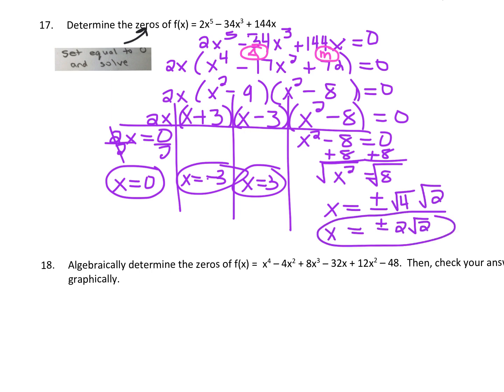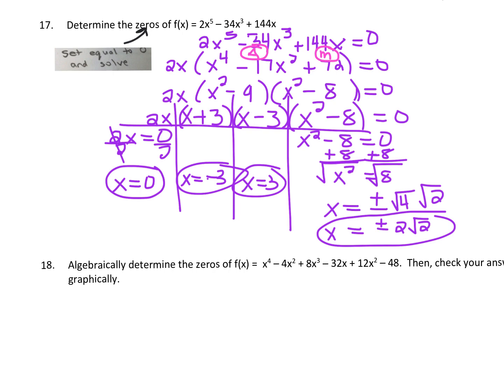Okay, so altogether we have 1, 2, 3, 4, 5 answers. And this fifth degree told us we could have up to 5 answers. By the way, guys, that says negative 3. That's a little negative sign. I know it's kind of connected to the 3 there.